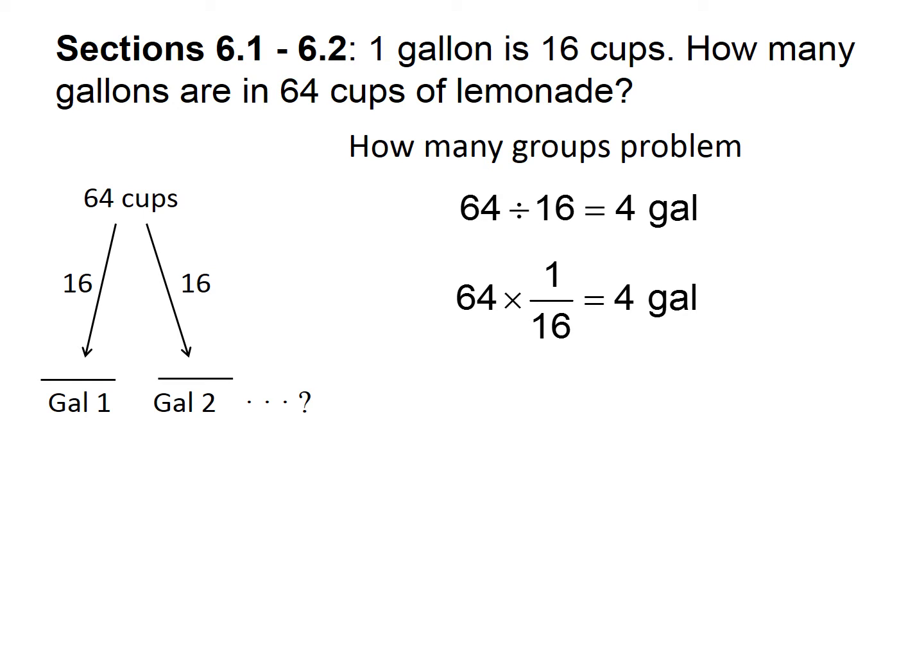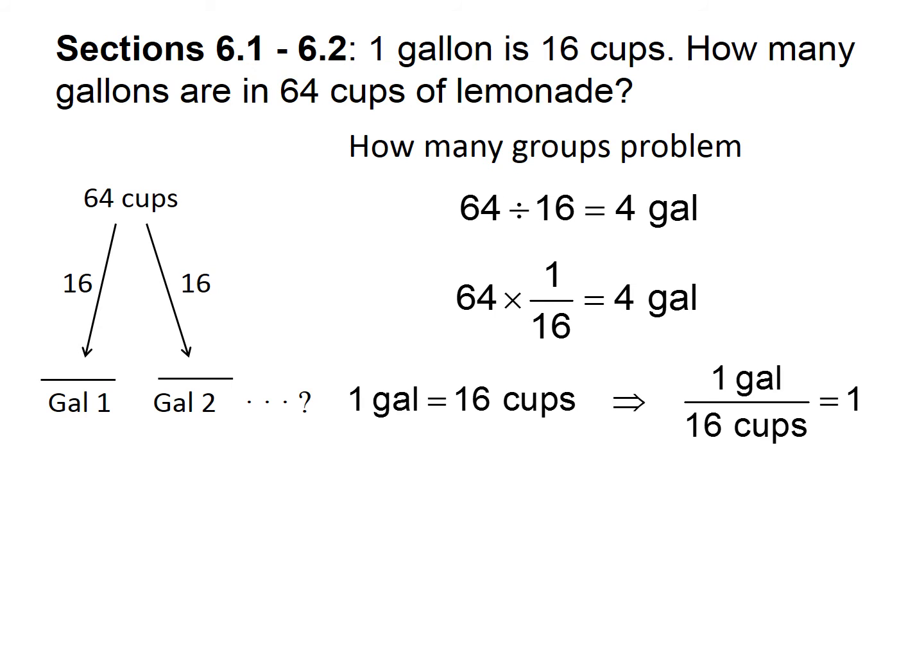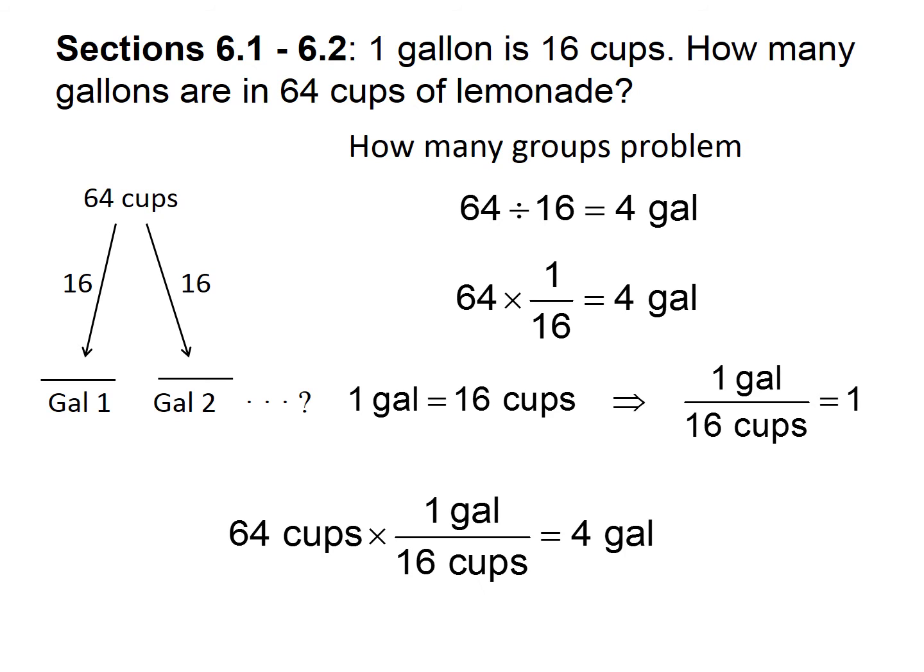Now let's look at another way that we could write our solution. Instead of dividing by 16, we could also multiply by 1 over 16. And where does that 1 over 16 come from? Let's look at another way that we could have gotten that fraction. We're told in our problem that 1 gallon is equal to 16 cups. If we divide both sides of this equation by 16 cups, we get 1 gallon over 16 cups equals 1. So again, we've got a fraction here that equals 1, like in the previous problem.